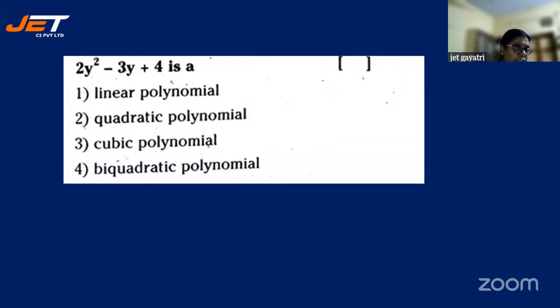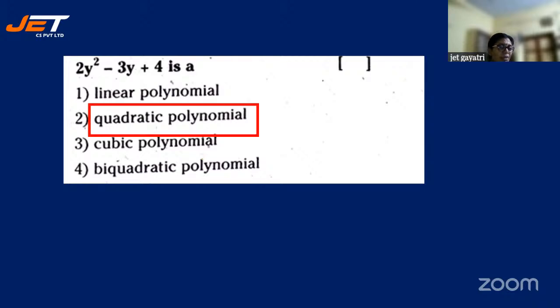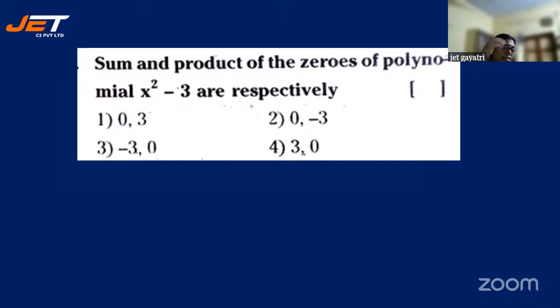See the next question. 2y square minus 3y plus 4 is a dash polynomial. Is it a linear polynomial? Is it a quadratic polynomial? Is it a cubic polynomial? Or is it a biquadratic polynomial? So it's a theory question. Very simple. It's a quadratic polynomial. All right. See the next question.